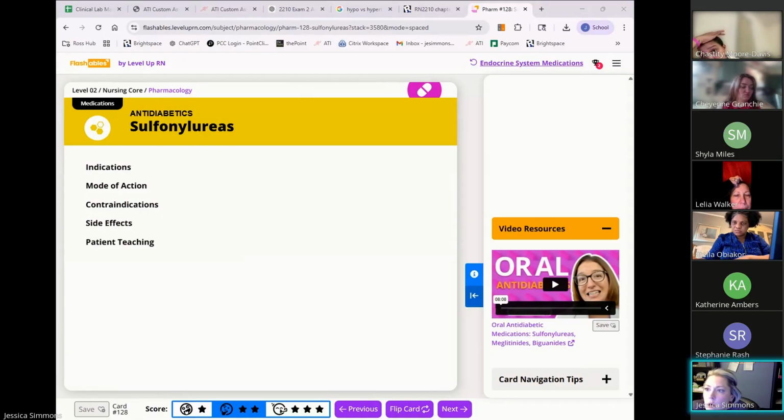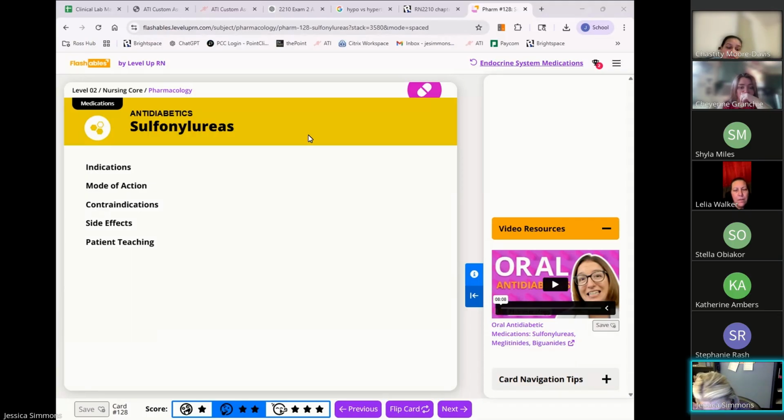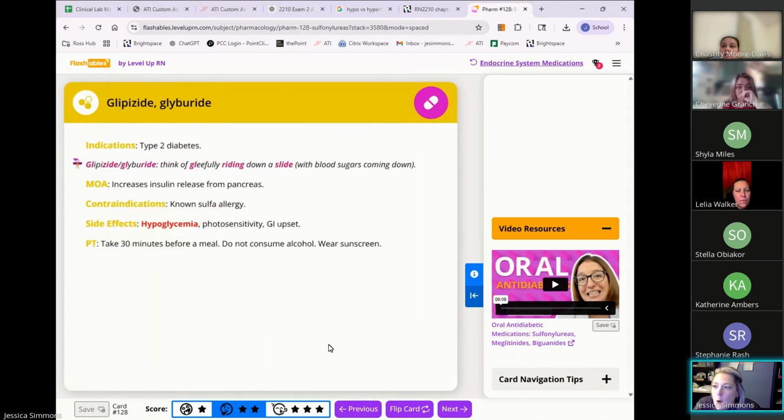So our sulfonylureas are anti-diabetics. Okay. So what is the indication? Gotta give me a little bit and then we can flip the card. Give me something. Would it be hyperglycemia? Yeah. So sulfonylureas are for hyperglycemia. And what type of diabetes? Type 2. So it is for type 2 diabetes.